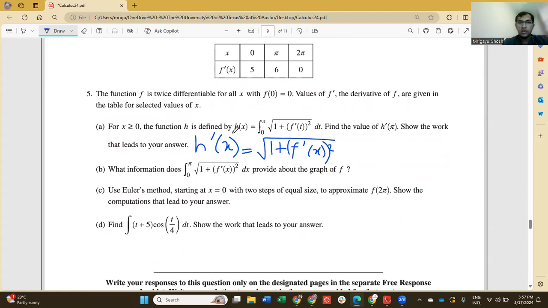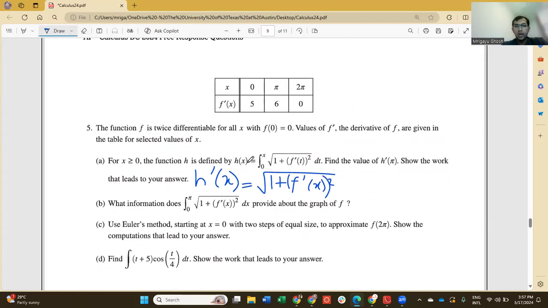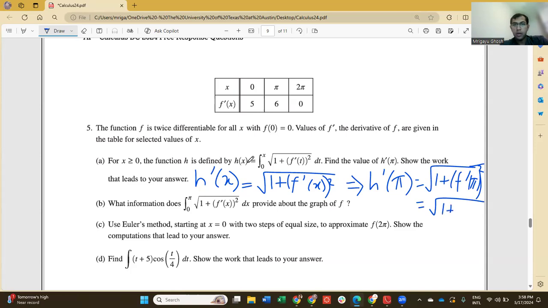And in case, I think they're going to ask you about this later, but this looks awfully a lot like the arc length formula that you should be familiar with. And I'll show you how to derive that real quick, actually. No, we'll do that in the next part. But anyways, that's what we get. So that means h prime of pi is equal to the square root of 1 plus f prime of pi squared. So we get the square root of 1 plus f prime of pi is 6, so that's 36. So we get the square root of 37, I believe.